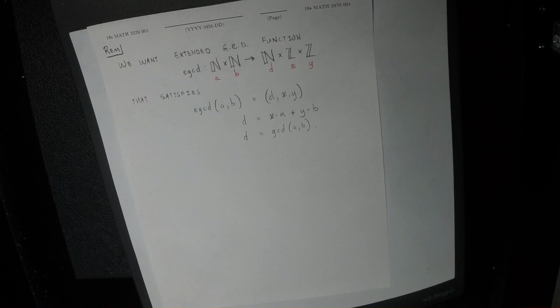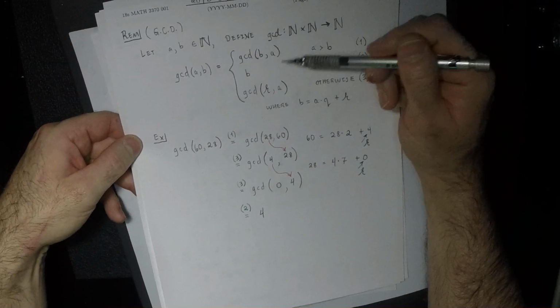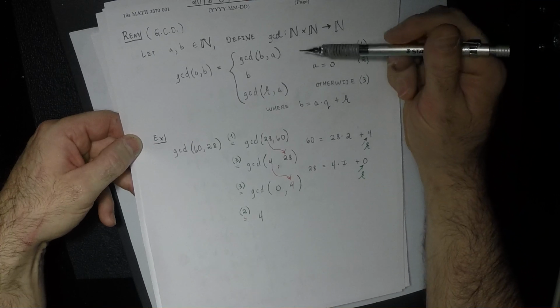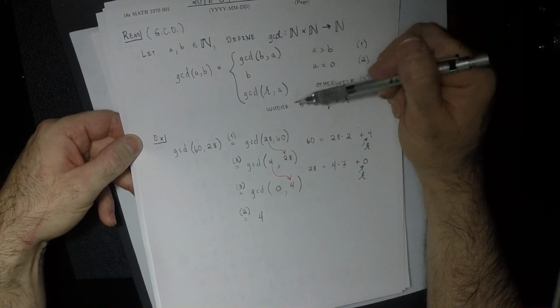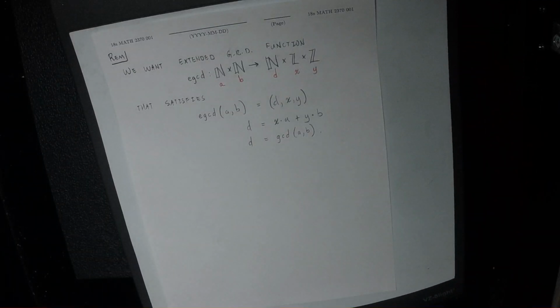Okay, so the answer is going to look a lot like the GCD that's on the first page of today's notes. It's going to look a lot like this one. But we're going to have to modify it, obviously, because this one is not aware of any x's and y's. So we get a unique x and y?